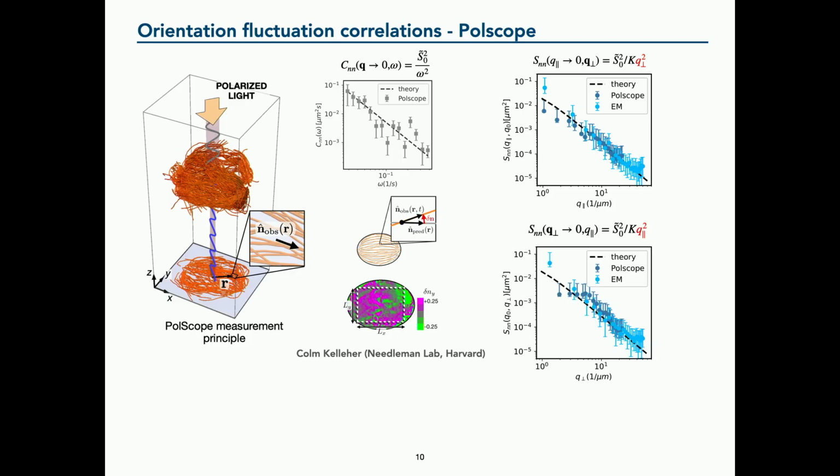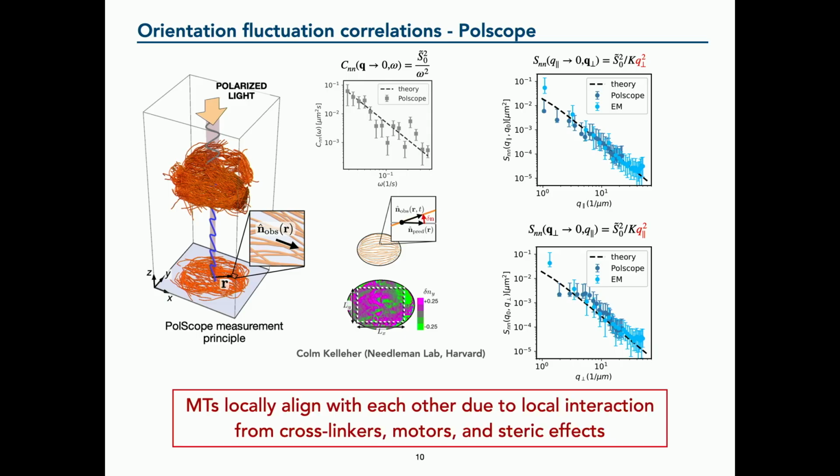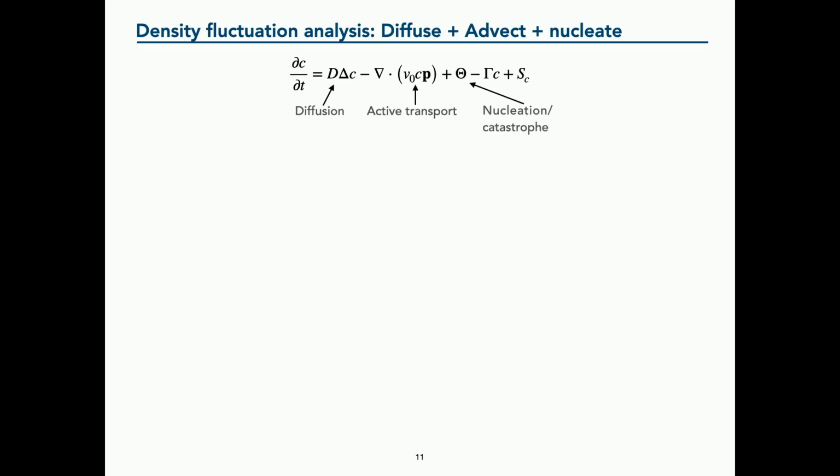If you now overlay the PolScope or light microscopic data with the electron microscopic data, you see a nice agreement between those two different modalities. This gives us a lot of confidence that we are not measuring some artifacts, but actually measuring the fundamental principles in the system. So in summary, microtubules align each other locally, and the exact mechanism through which they align could be static interactions, molecular motors, or passive cross-linkers. Now we can look at the other field, which is the density of microtubules.